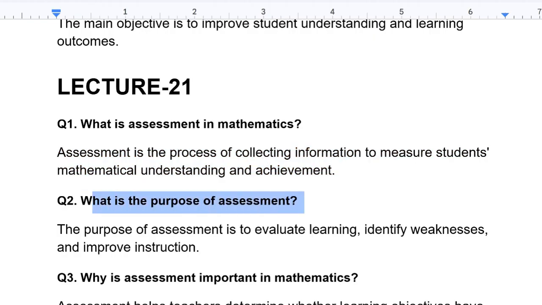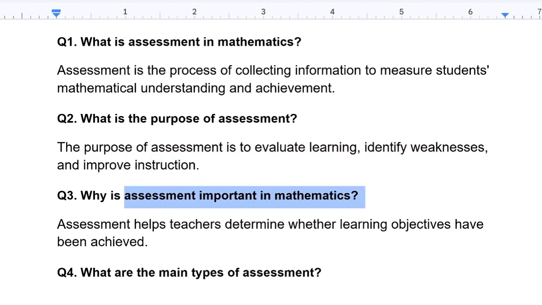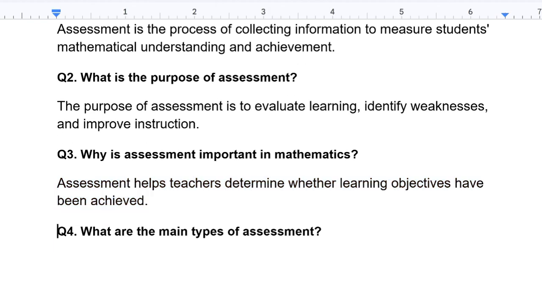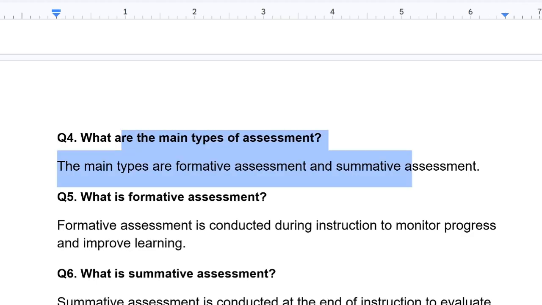What is the purpose of assessment? The purpose of assessment is to evaluate learning, identify weaknesses, and improve instruction. Why is assessment important in mathematics? It helps teachers determine whether learning objectives have been achieved or not. What are the main types of assessment? The main types of assessment are formative and summative assessment.